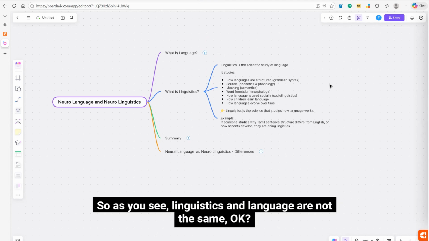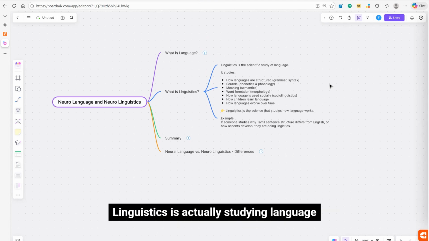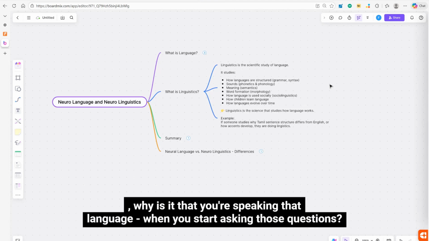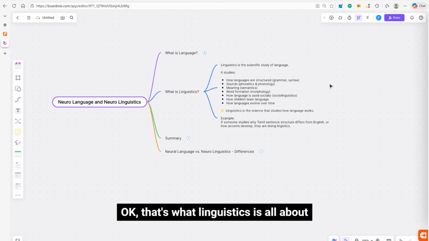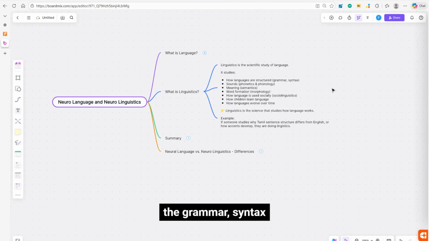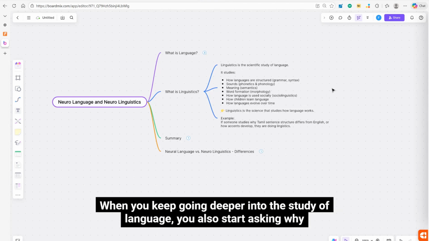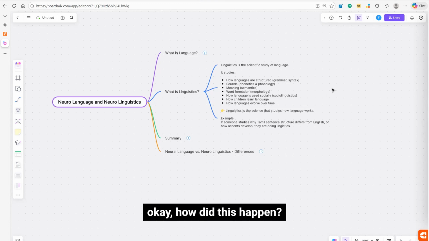So as you see, linguistics and language are not the same. Linguistics is actually studying language. Why is it that you're speaking that language? When you start asking those questions, that's what linguistics is all about. So it studies how languages are structured, the grammar, syntax, and to a great extent also studies why languages are structured like that. That automatically happens when you keep going deeper into the study of language. You also start asking why. Okay, how did this happen?